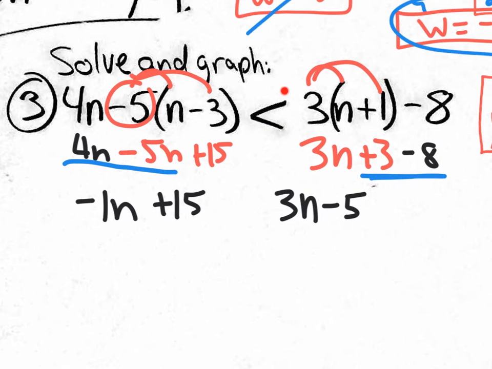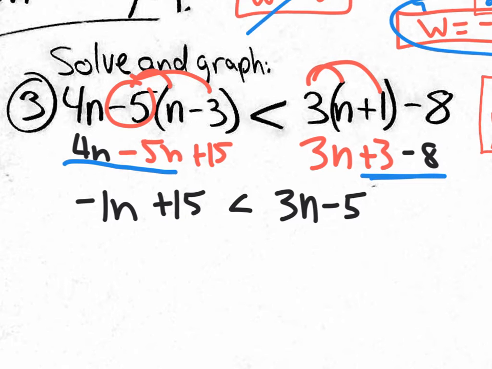Now let's take this inequality symbol and bring it down. So let's bring that right down in between them. There's our new inequality. I shouldn't say equation, it's not an equal sign. Now let's get n by itself on one side.